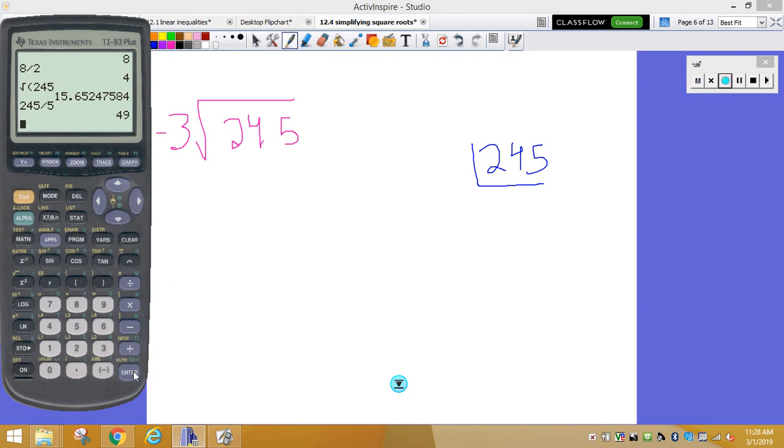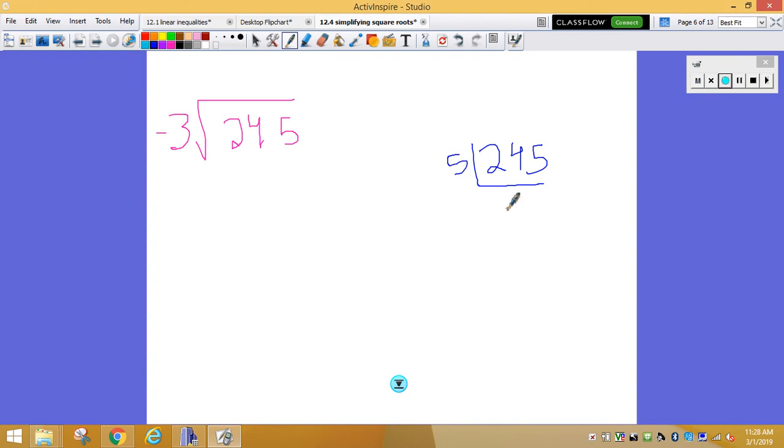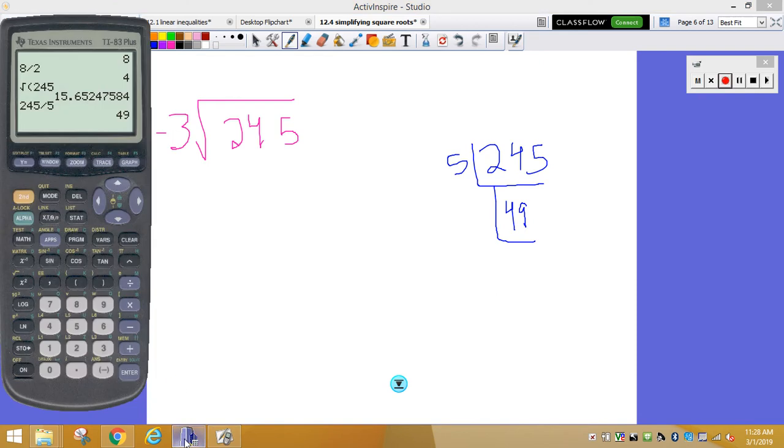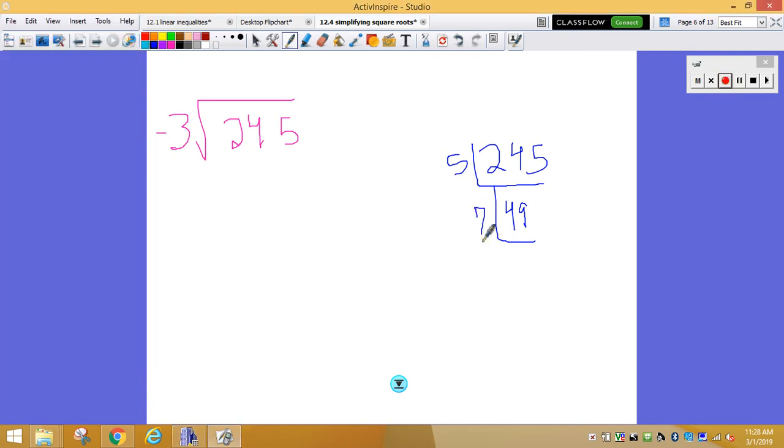I'm not going to waste my time on the 2's. So 5 goes into this 49 times. Just by knowing my multiplication facts, I know 7 is what's going to go into that. If you weren't sure, you could have started with 2 and then 3 and then 4 and then 5 until you got up to 7. So 7 goes into that 7 times.